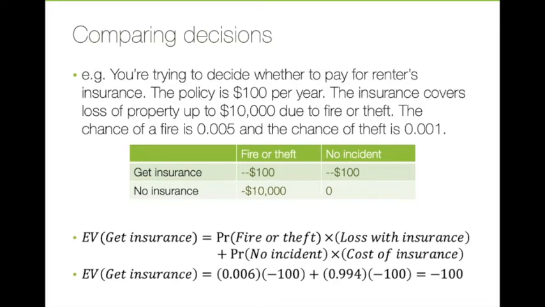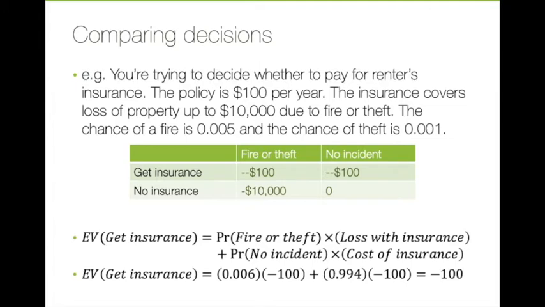So here we have a matrix that gives a representation of these 2 choices. Either we get insurance or we don't. The states that affect our evaluation are either there's one of these adverse events, a fire or theft, or there's no incident. And then we have here also the values of the outcomes in each of these situations. So if we get insurance and there's a fire or theft, we only lose the cost of the insurance because the stuff we lose is paid for. But if there's no incident, we still lose the amount we paid for the insurance.